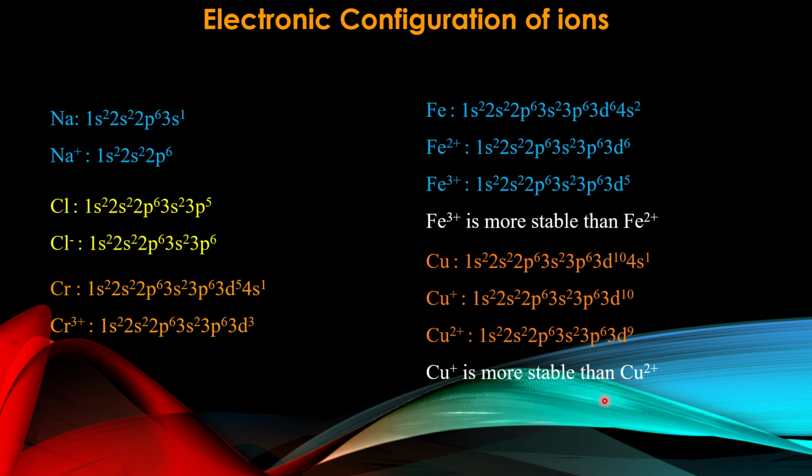So the Cu+ ion is more stable than the cupric ion. So dear student, today up to this you will practice writing electronic configurations, and while writing the electronic configuration of an ion, a cation, you have to remember one thing, that the electrons will be released from the last shell.